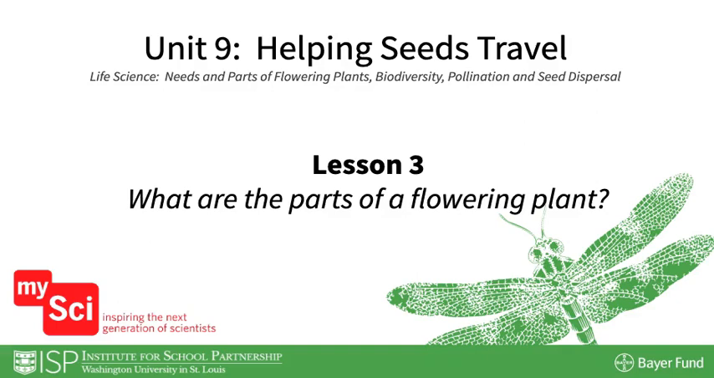Welcome to Lesson 3 of Unit 9, Helping Seeds Travel. In this lesson, as the students' plants grow, the students will identify different parts of a plant, especially the flower and seed. They figure out that each part of the plant does a specific job to help the plant get what it needs. Some plants depend on animals for pollination in order to make new seeds.